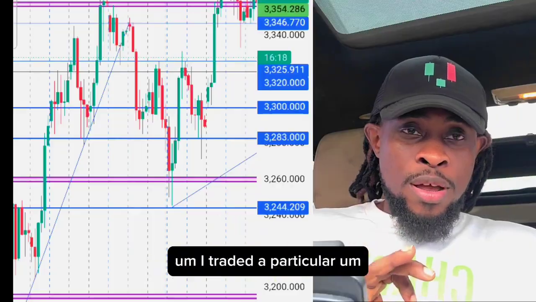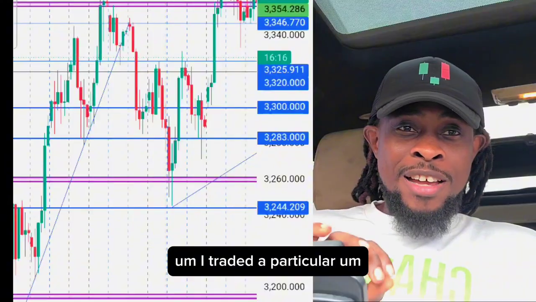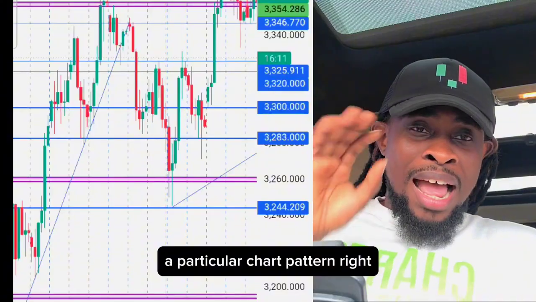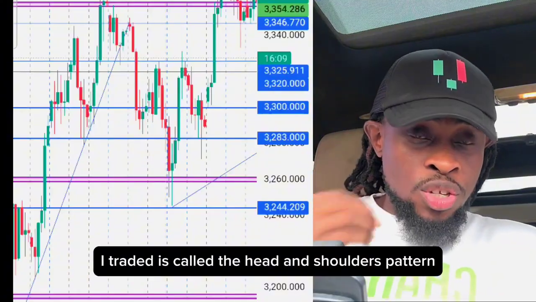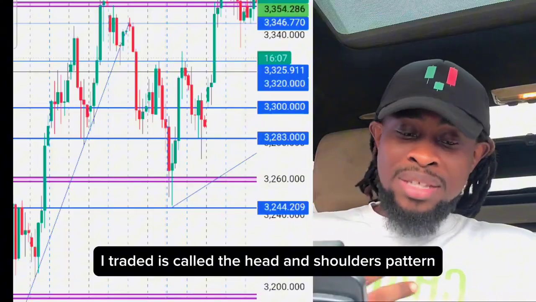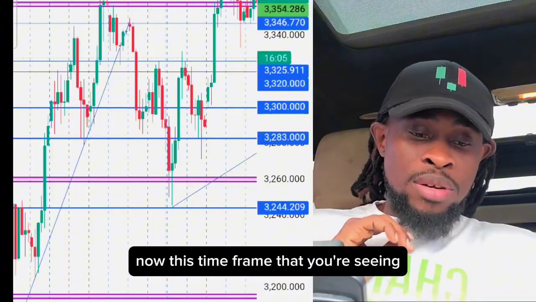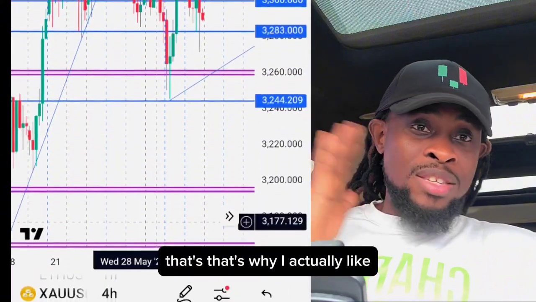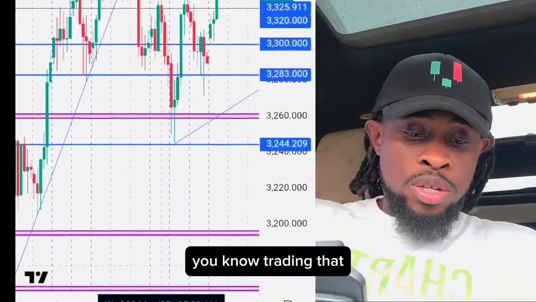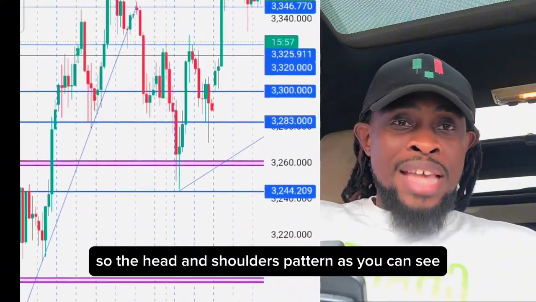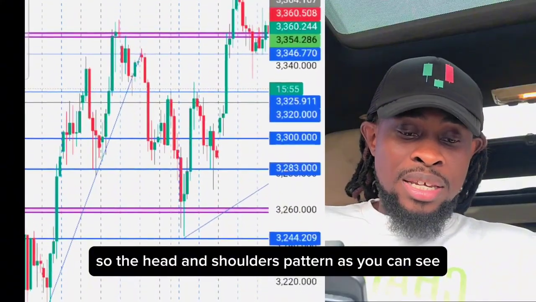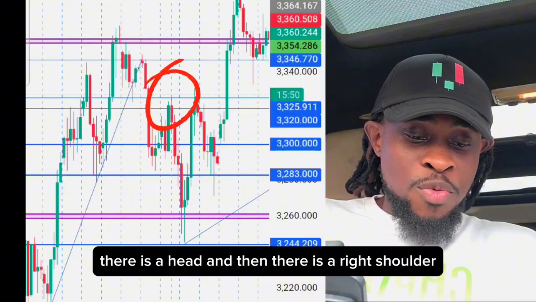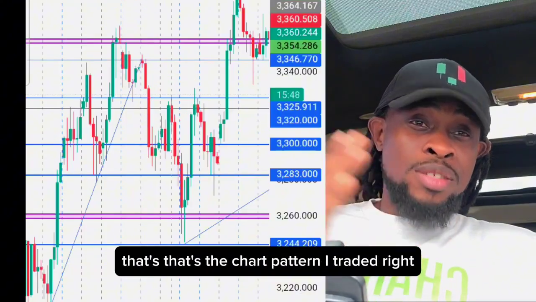For this trade, I traded a particular chart pattern, and the chart pattern I traded is called the head and shoulders pattern. The time frame that you're seeing is a 4-hour time frame, which is what I actually like trading at. In the head and shoulders pattern, as you can see, there's a left shoulder, there's a head, and then there's a right shoulder, right? That's the chart pattern I traded.